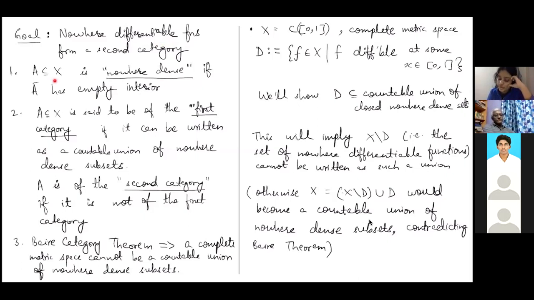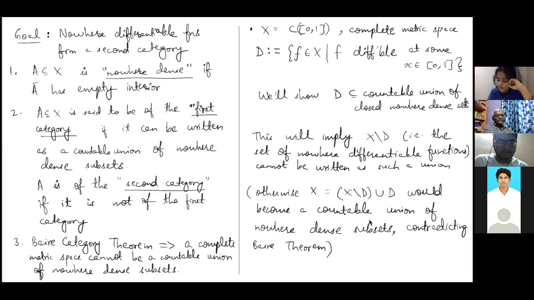If we have a topological space X, a subset A of X is said to be nowhere dense if its closure has empty interior. And A is said to be of the first category, or a meager set, if it can be written as a countable union of nowhere dense subsets. If it is not of the first category, then we say that A is of the second category. So it can't be written as a countable union of nowhere dense subsets.